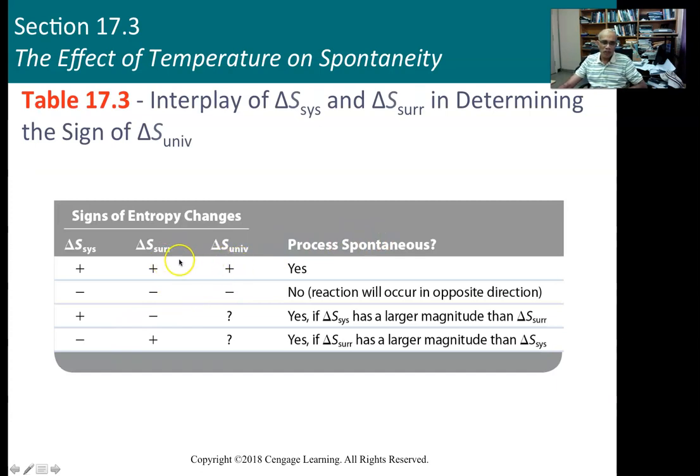So this is what we'll eventually show in our discussion: the entropy change of the system, the entropy change of the surrounding, and the universe. If all of these are positive, then the process is spontaneous. If all of these are negative, then it should be non-spontaneous. But if the system is plus and the surrounding is negative, it will depend. If the entropy change of the system has a larger magnitude than the surrounding, then you would have a spontaneous process. In other words, the plus is greater than the minus, and you'll end up with a spontaneous process. Likewise, if the surrounding has a larger positive than the minus, it'll be spontaneous. Remember that the condition for a spontaneous process is a positive entropy change.